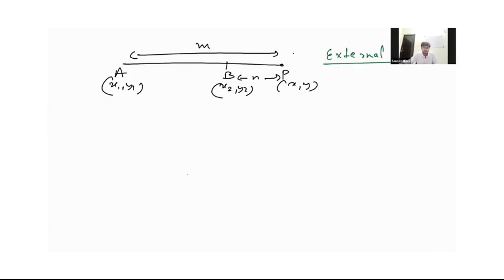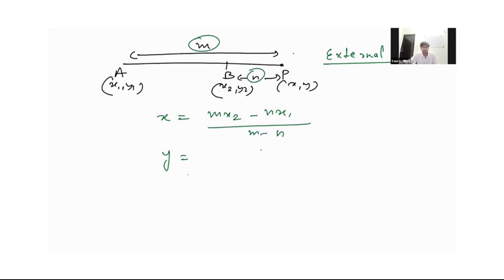In this, the same procedure applies. We have to find the value of x and the value of y, and the ratio is provided as m is to n. So m into x2, and then n into x1, but in between there will be a negative sign. So this will be mx2 minus nx1 upon m minus n.